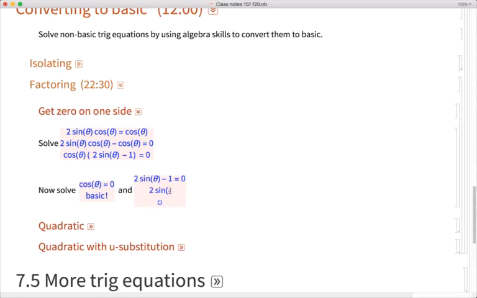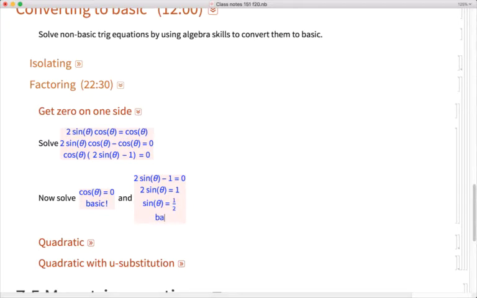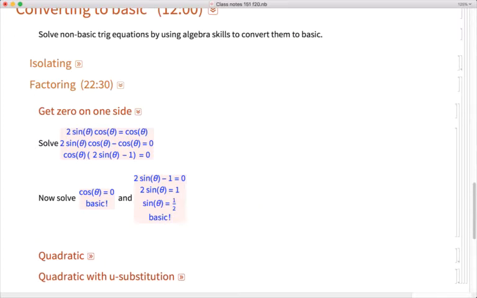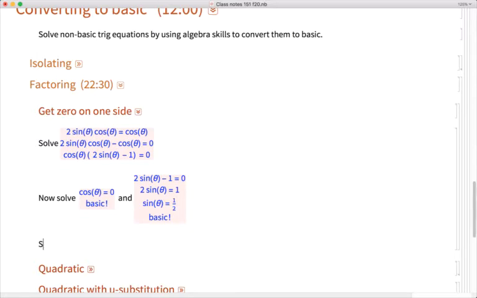2 sine theta equals 1. Add 1 to both sides, and now divide both sides by 2. So now this one is basic as well, and we should be able to solve each of those separately. Again, the solutions to the original equation will combine the solutions to both of these equations. Maybe I'll try to write them down as quickly as I can here.